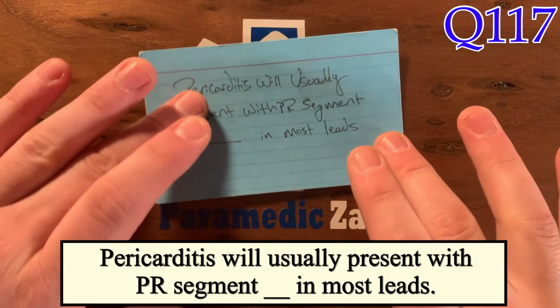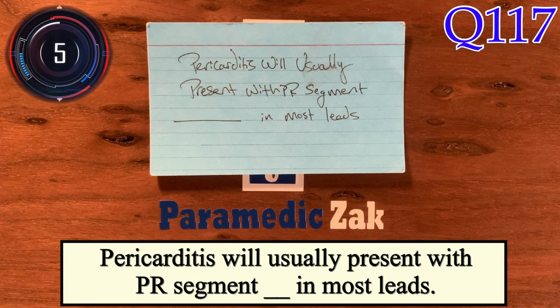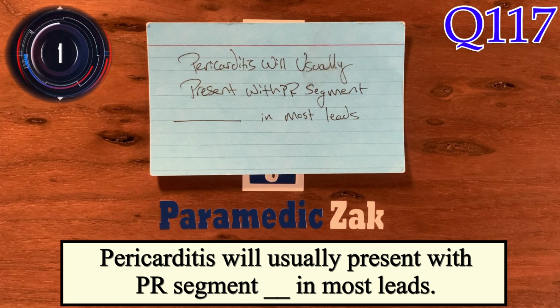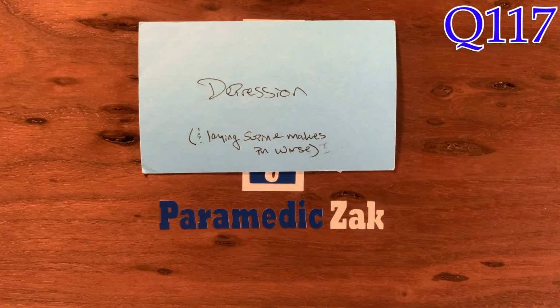Question 117. Pericarditis will usually present with PR segment blank in most leads. So on your ECG, pericarditis will usually present with PR segment depression in most of your leads. You can also ask your patient if the pain gets worse when they're lying supine. If it does, this may be an indication of pericarditis.